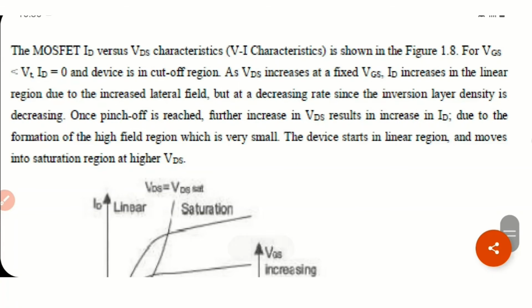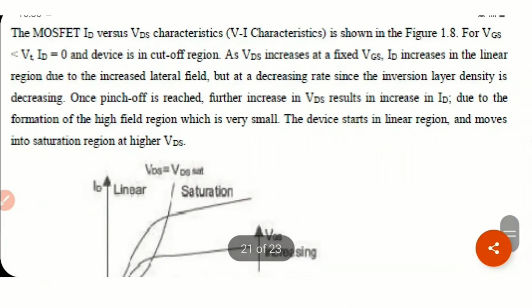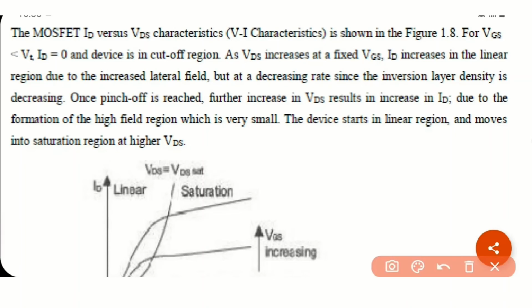So next is the VI characteristics. The MOS VI characteristics are shown here. For VGS less than VT, the drain current is 0 and the device is in cutoff. This is a thing we have already discussed. As the VDS increases at a fixed VGS, ID increases in a linear range. This is the second region we have just discussed, due to the increased lateral field, but at a decreasing rate since the inversion layer density is decreasing.